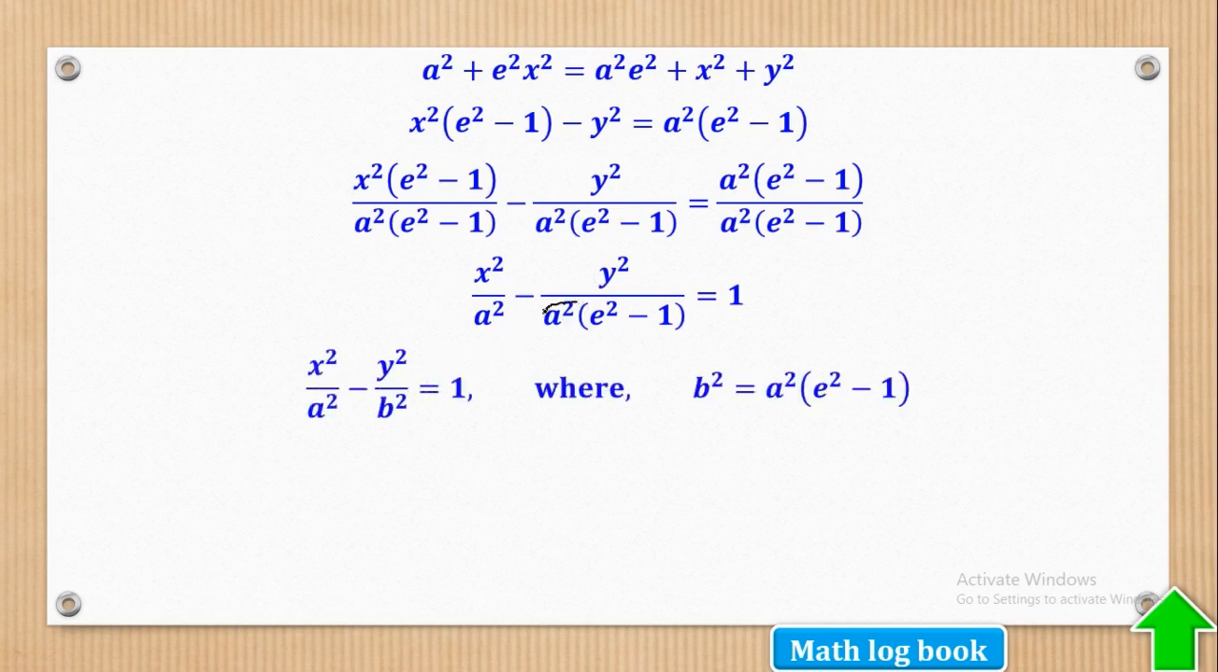So I'm going to replace the whole of this with b squared to become this, and that will be the equation of the hyperbola. So they cannot tell you to derive it, but we only need to know how it comes about.